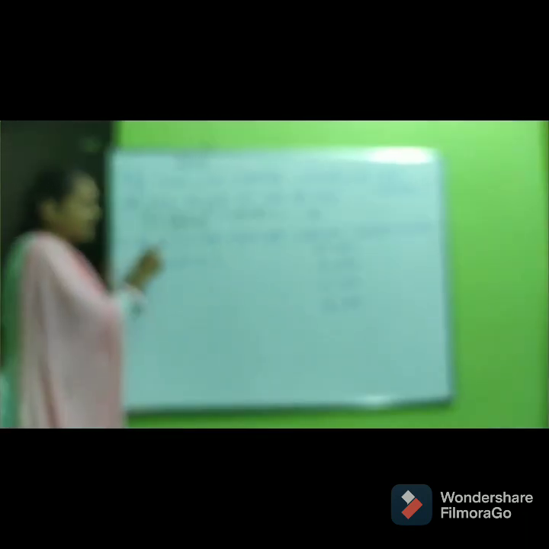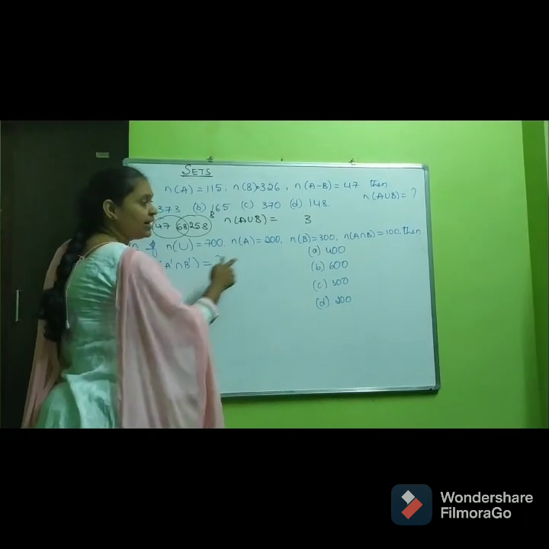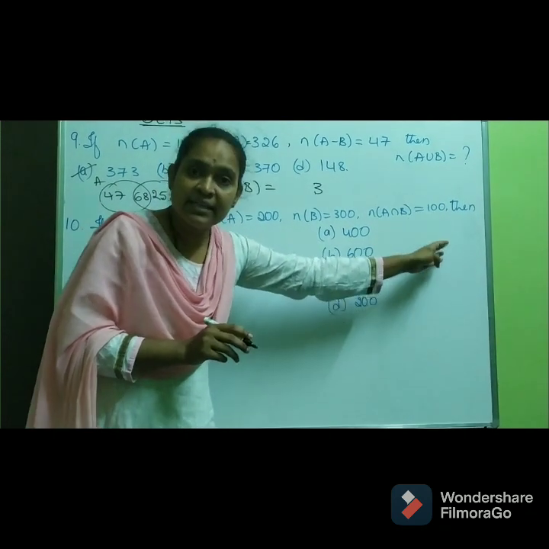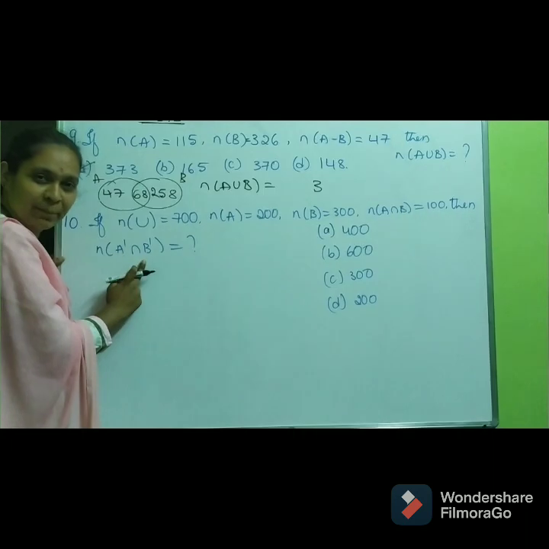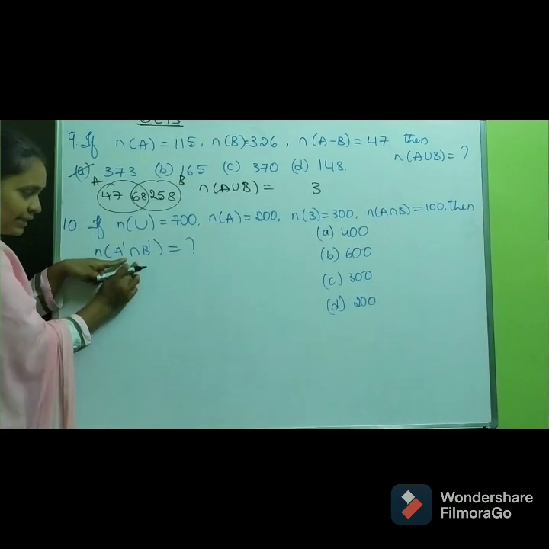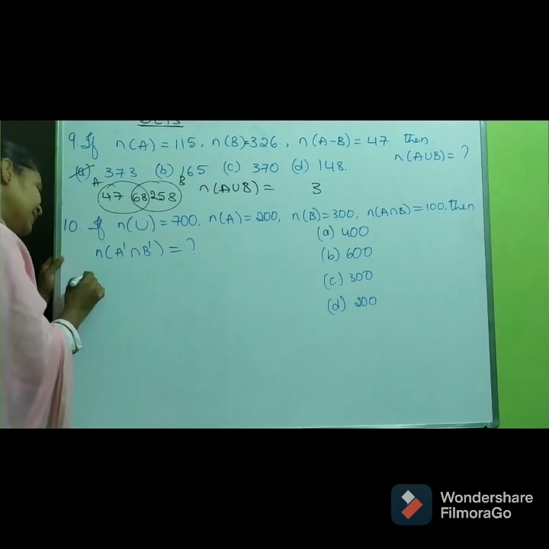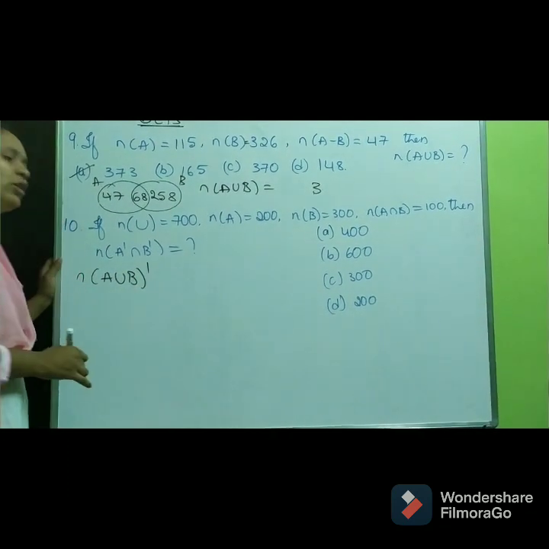Look at the next sum. 10th question: the universal set, that is n of U is equal to 700, n of A is 200, n of B is 300, n of A intersection B is 100, then n of A complement intersection B complement. Think, what is this? A complement intersection B complement is nothing but n of A union B whole complement.